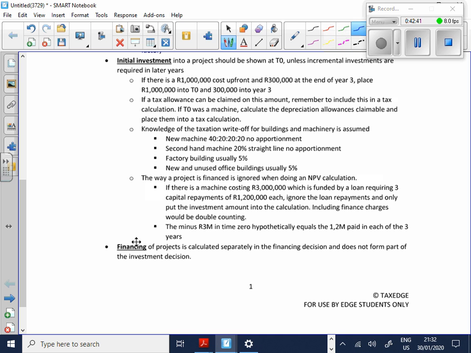Next thing, financing of projects is calculated separately in the financing decision. This does not form part of the investment decision. I'm trying to give you absolutes here. Is that all right? Now, a lot of the stuff you may not have known in third year, but I'm trying to sit there in an exam and say, they will mix investment and financing, but what do you need to do? There's an order: WACC, then investment, then financing. If they put financing into an investment decision, you just ignore it. And that's an absolute rule. You don't need to do anything. Next one.